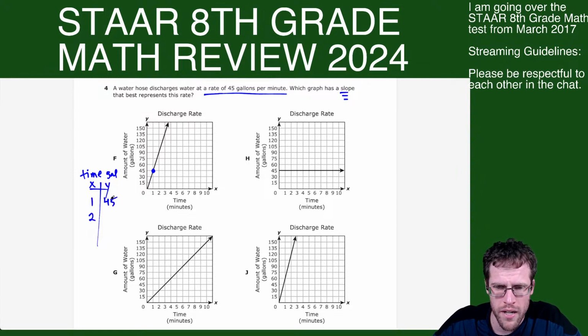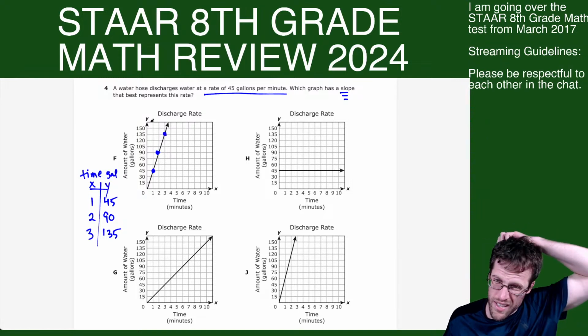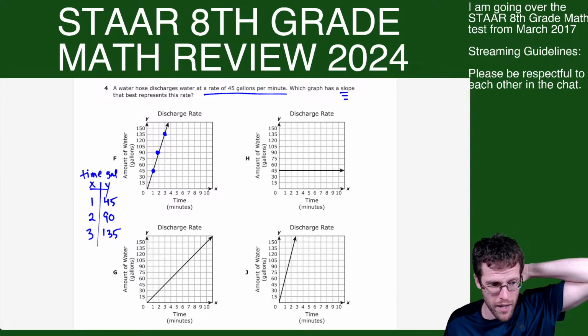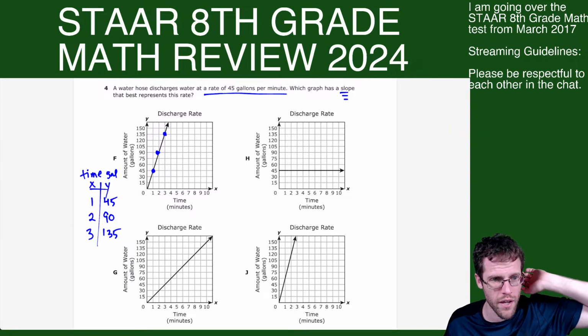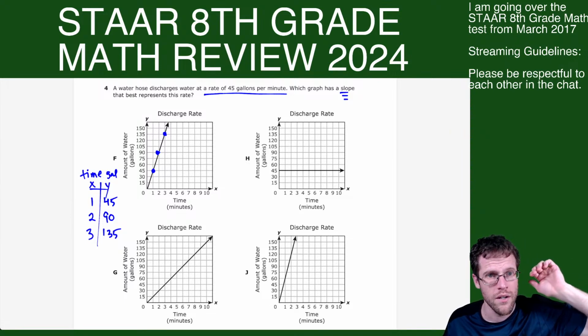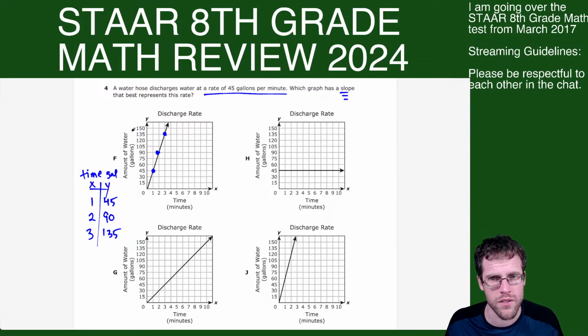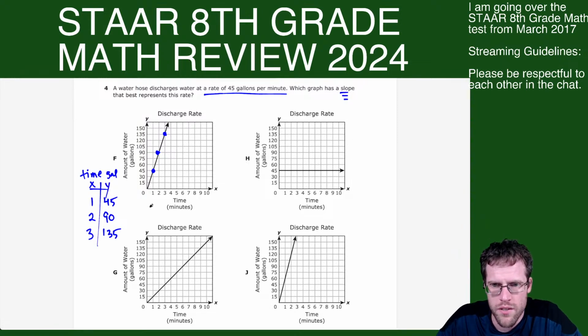2 minutes goes by, and 45 times 2, or 90 gallons, goes out. 3, I do another plus 45 is 135, and so on. So here, you see how this is the points (1, 45), (2, 90), (3, 135). This one is looking like it right away. But anytime that happens, like when your first answer looks like the answer, what you should definitely do is look at the others and see why they're no good. So this is our answer for now, and then we'll see if there's anything that makes us second guess.